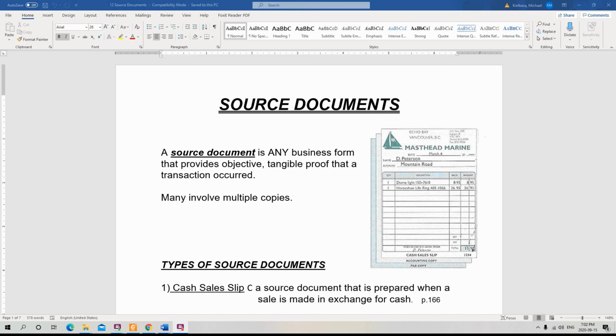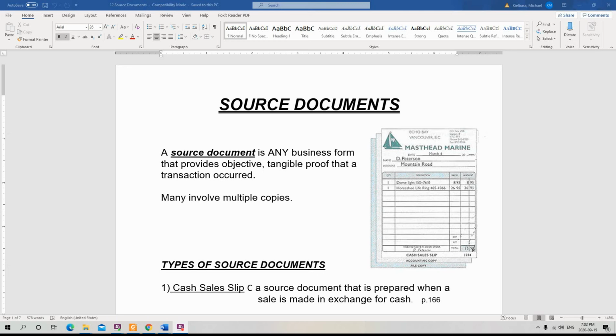Alright, today I'm going to have you watch two videos. One of them will be on source documents, and the second one will be in relation to taxes. So I'm going to start with source documents.